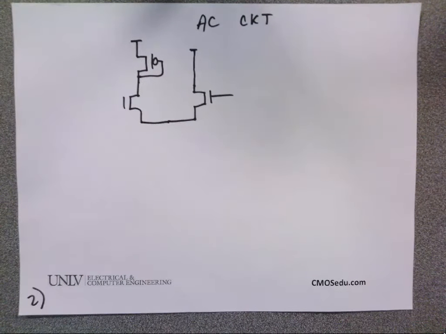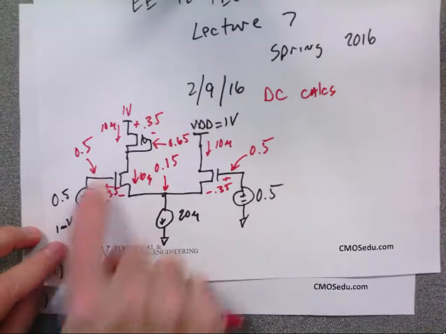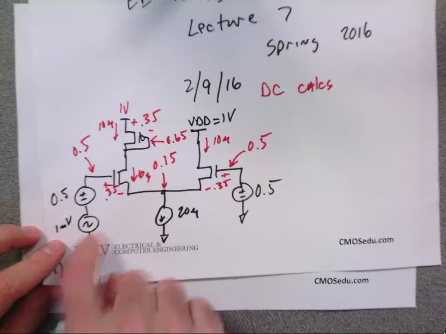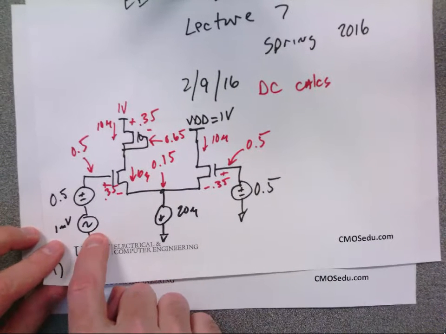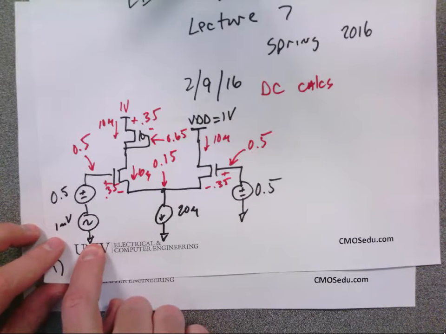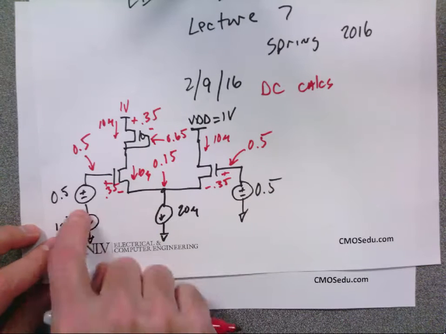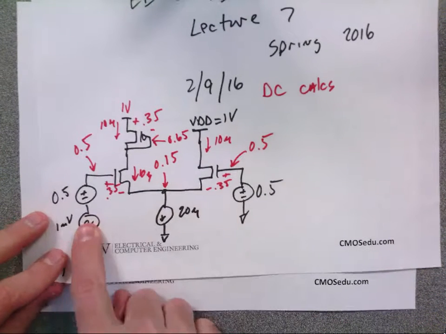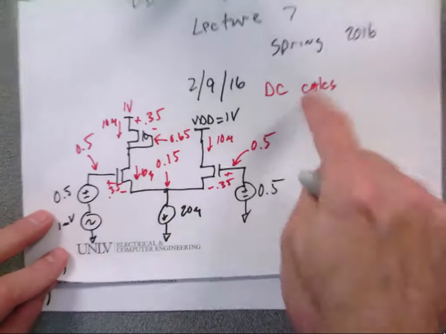I do the DC with the AC source shorted. You notice when I said, what's the voltage here? It was without that AC source. Everybody follow? I short it out, superposition. When I say it's 0.5 volts, that's assuming the AC is not present because we know it's not 0.5 volts. It's 0.5 volts plus the AC. But I'm doing the DC calcs.